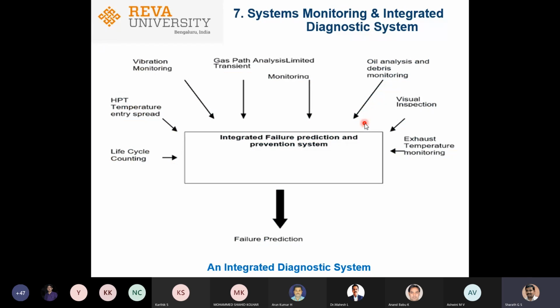And in this slide, we can see that we are using all these monitoring techniques, and we are integrating and trying to predict failure and remaining useful life of the engine. We have vibration monitoring, oil system monitoring, visual inspection, exhaust temperature monitoring, and all that. So using this, we can reach a conclusion about the state or condition of the engine.